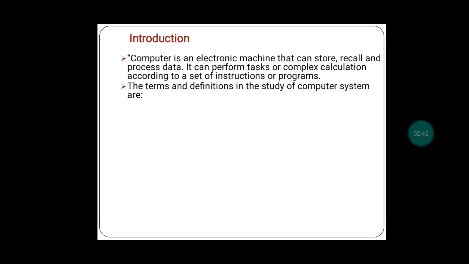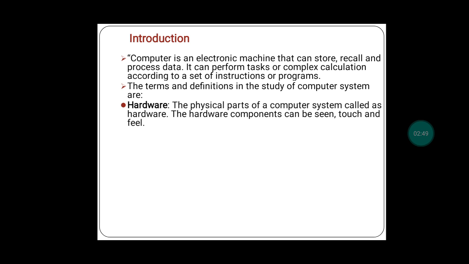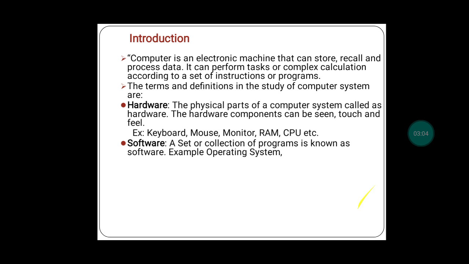Now we will see some of the terminologies related to the computer. The first is hardware. Hardware is whatever we can see on the computer. Suppose a monitor, we can see it, we can touch it, we can feel it. That is hardware. Some examples are keyboard, monitor, RAM, CPU.